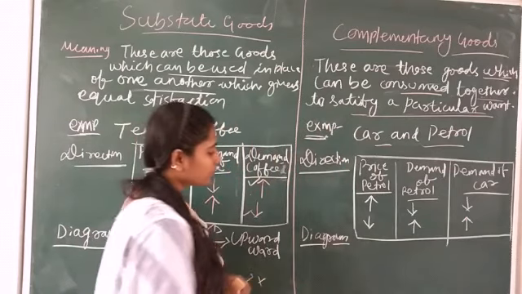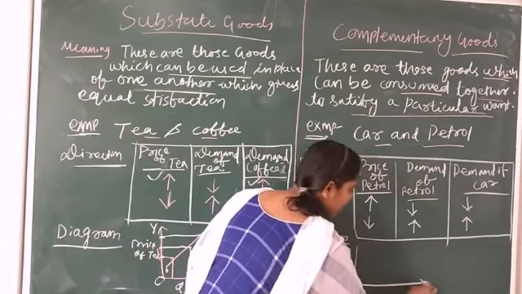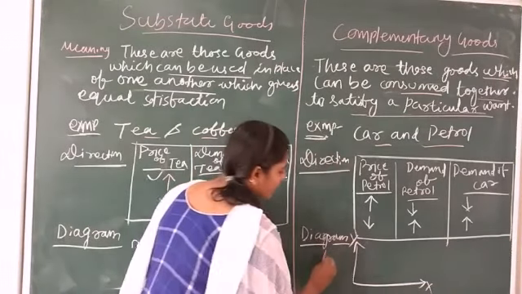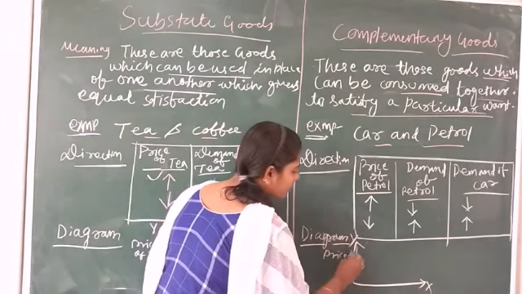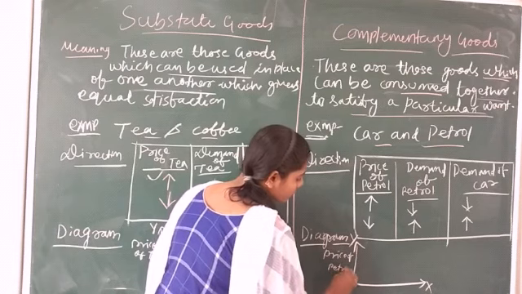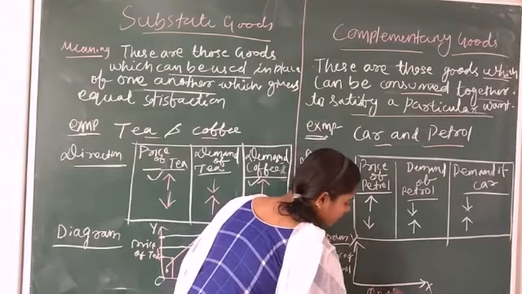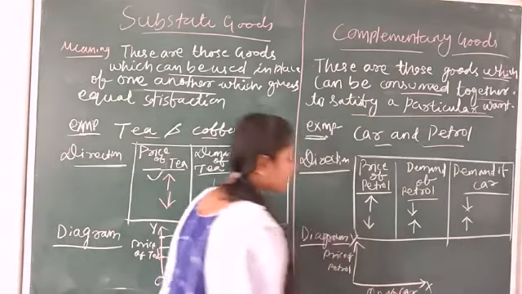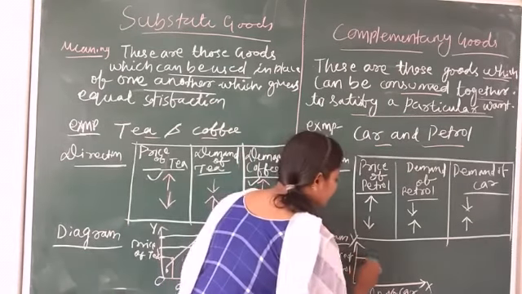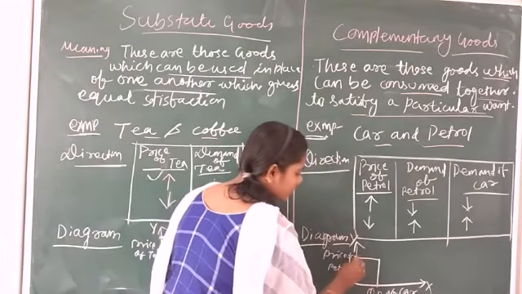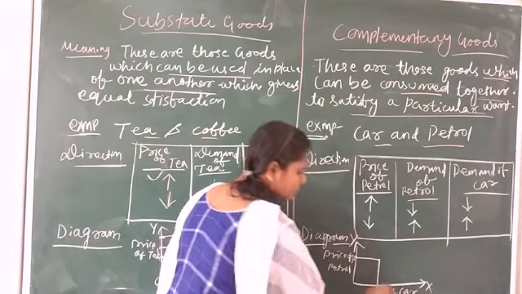This can be explained with the help of a diagram. The diagram is like that. This is the y-axis, this is the x-axis. Y-axis indicates the price of petrol, and x-axis indicates the quantity demanded of car. So when price is like this, the quantity demanded of car is this point. This is P and this is Q.